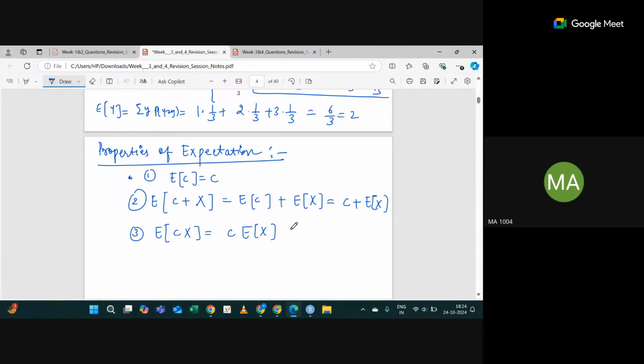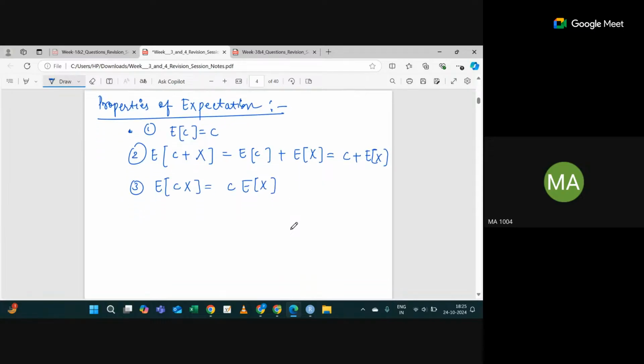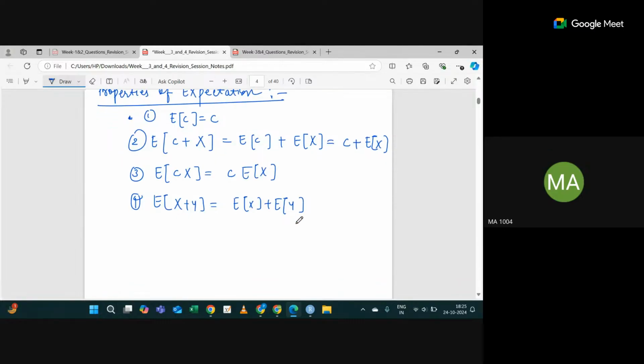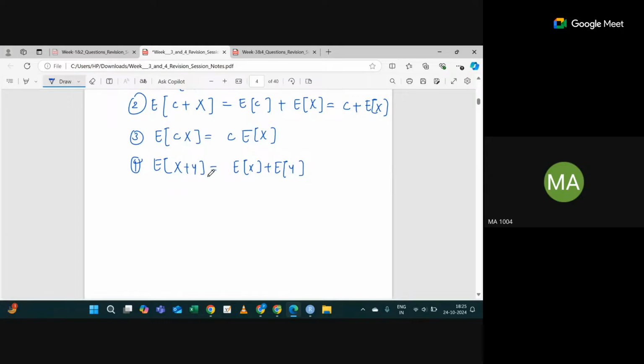We are not doing the derivation part. You can keep all these things in your mind. The derivation is very easy, you can cross check actually. And what if I have two random variables? Expectation of X plus Y I can write as expectation of X plus expectation of Y, irrespective of whether they are dependent or independent. But this will matter in the case of variance. We will see when we discuss the variance part.